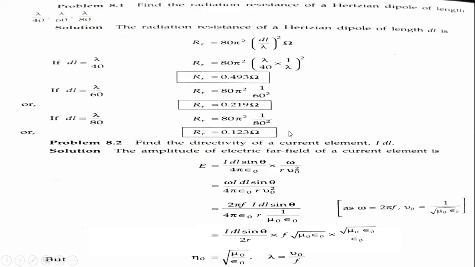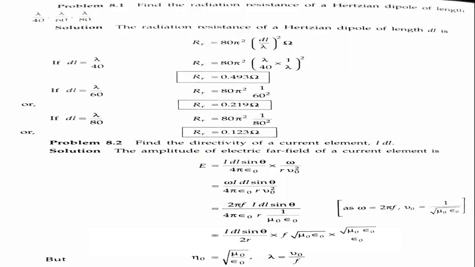Similarly, if you change the differential length to lambda by 60, just change the value. Here it will be lambda by 60 times 1 by lambda. Again the lambda will cancel out and 1 by 60 will be there, and the bracket square means 1 square divided by 60 square. So 80 divided by 60 square, multiplied by pi square, you will get finally 0.219 ohm.